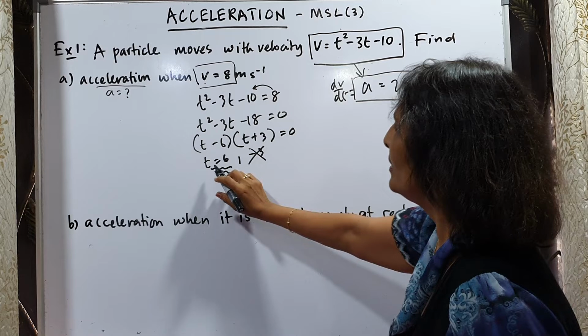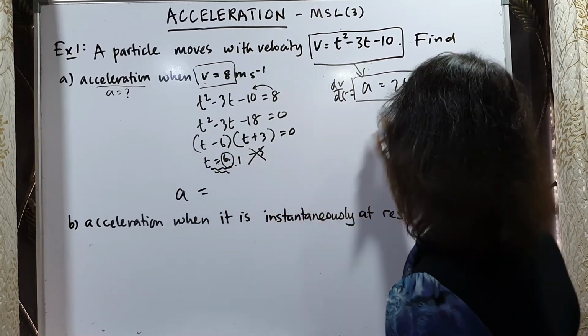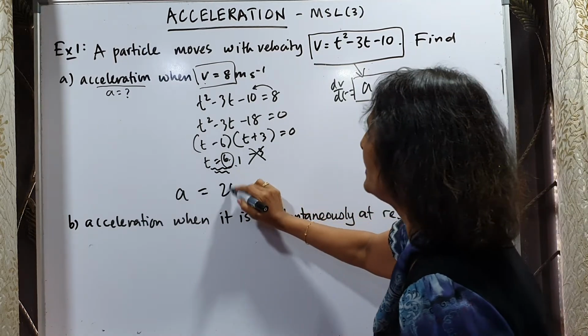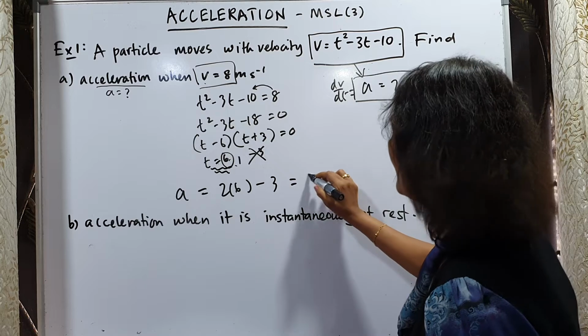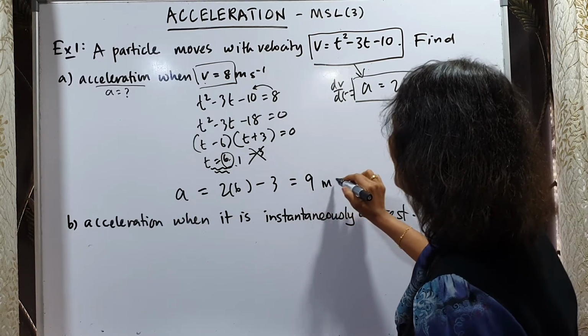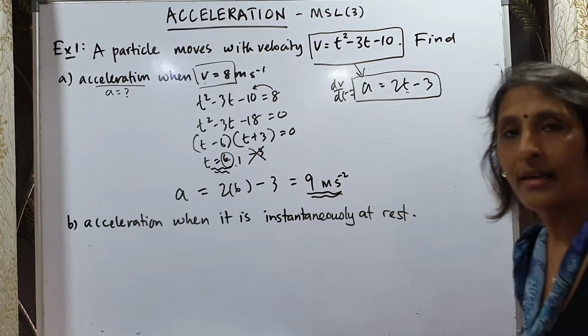Alright, so now you take the t equals to 6 and to find your A, sub the t equals to 6 inside here. So it's 2 times 6 minus 3, which is equals to 12 minus 3, 9. And the unit will be meters per second square. Okay, this is how you get your A.